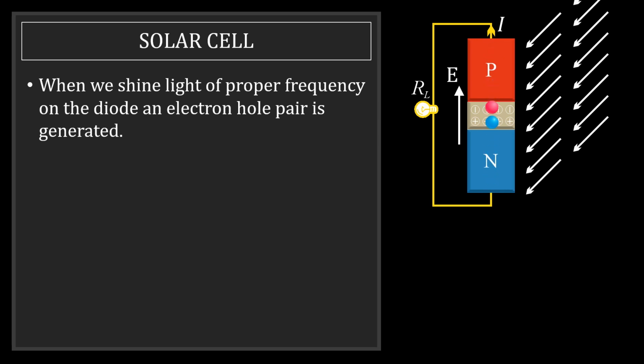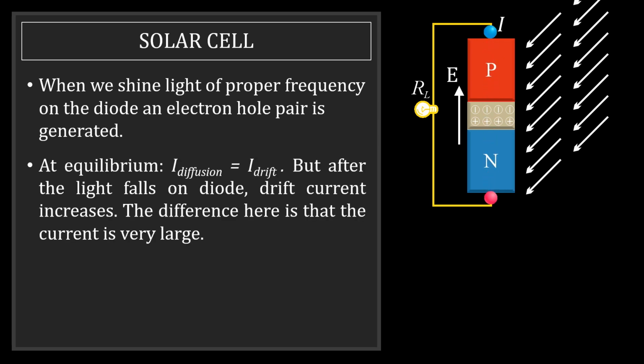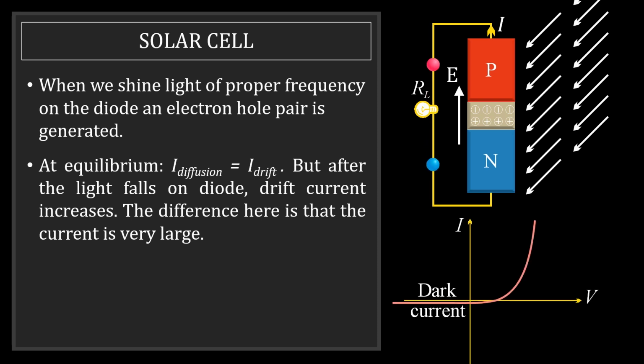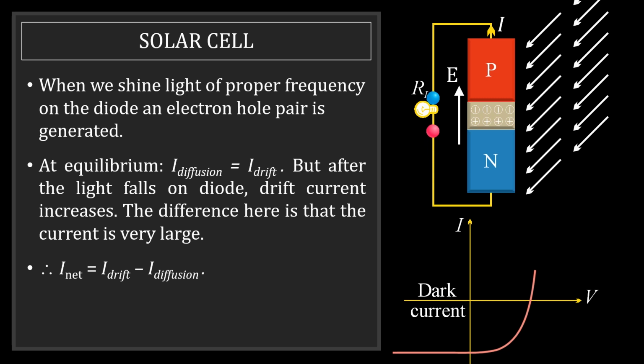Now we shall try to understand this further. At equilibrium, I diffusion was equal to I drift. But after the light falls on the diode, drift current increases. I can say that the entire graph moved down. And the net current is I drift minus I diffusion. So a better way to represent the same graph is this.